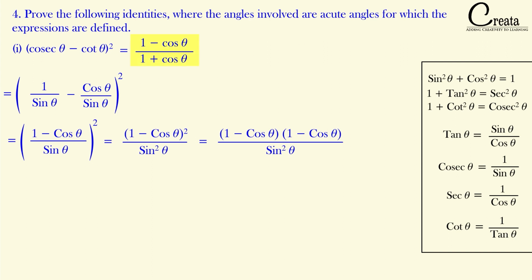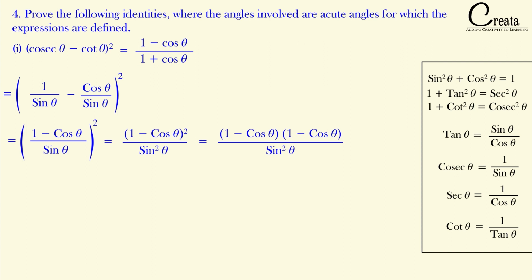Why have we done that? Because in the right hand side numerator we have 1 minus cos theta. By doing so we got 1 minus cos theta in the numerator, so it is matching. So we got one expression, that is the numerator. Now we have to work to get the denominator, which is 1 plus cos theta. So this is the approach in which you should think. You should keep the expression of the right hand side in your mind so that you can solve accordingly.